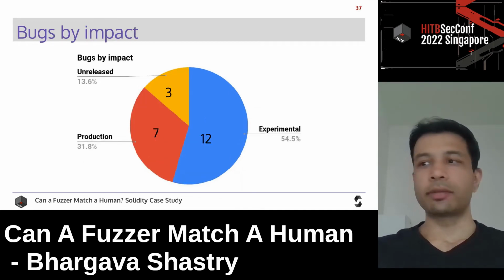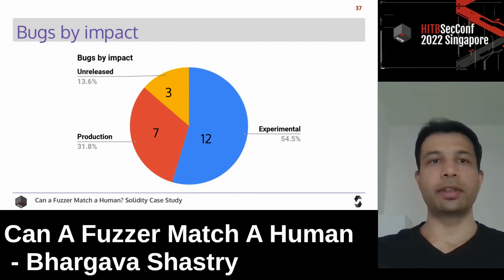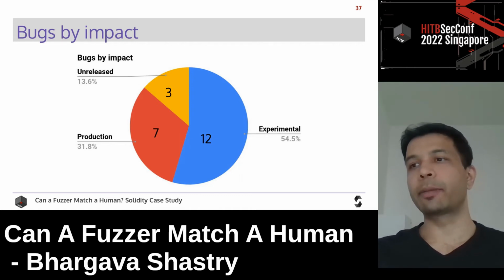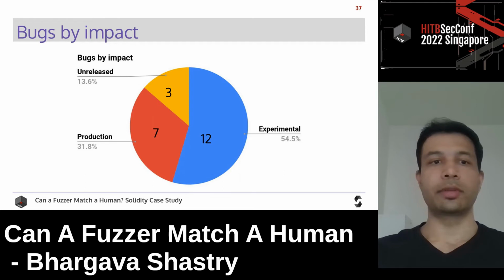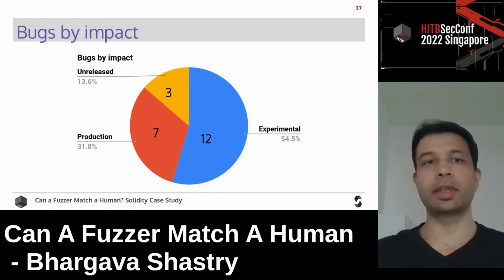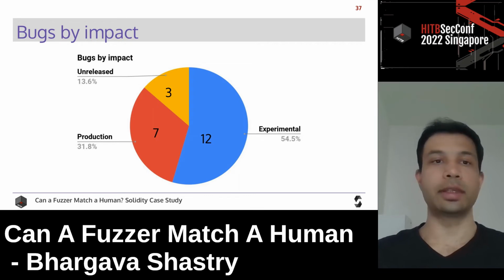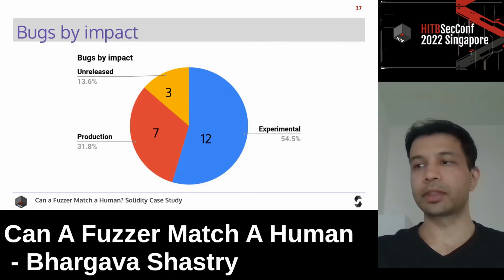Fortunately, the majority of the bugs were found in experimental features if we look at bugs by impact, and did not affect smart contracts that use stable features. The bugs we found in production components were quickly patched. And maybe the highlight is to say that 3 bugs were found in unreleased features, so they were even fixed before it saw the light of day, so to speak.